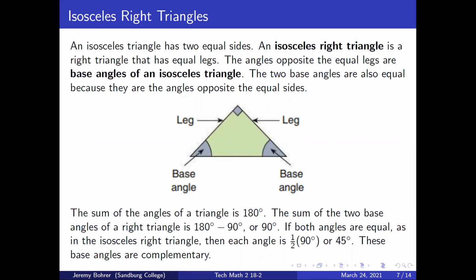An isosceles triangle has two equal legs. An isosceles right triangle is a right triangle that has equal legs. The angles opposite the equal legs are base angles of an isosceles triangle. The two base angles are also equal because they are the angles associated with the equal sides. The sum of the angles of a triangle is 180 degrees. The sum of the two base angles of a right triangle is 180 degrees minus 90 degrees, or 90 degrees. If both angles are equal, as in the isosceles right triangle, then each angle is 1/2 times 90 degrees, or 45 degrees. These base angles are complementary.